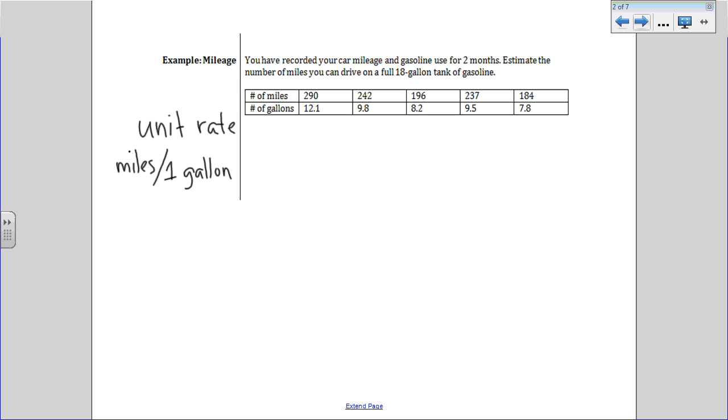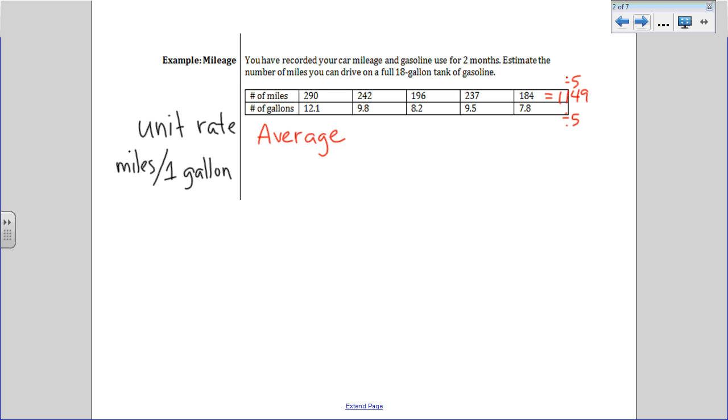So how are we going to do this with this information? Well, there's a couple of different ways. One way I like to do is I like to think of it in terms of an average. Okay, so I'm going to add up all my miles and then divide by 5. I'm going to add up all my gallons and divide by 5. So getting your calculator out is handy. We take 290 the first month plus 242 plus 196 plus 237 plus 184. That gives me 1,149.